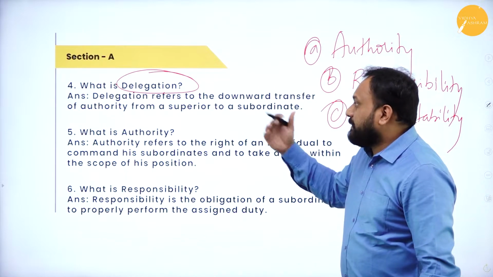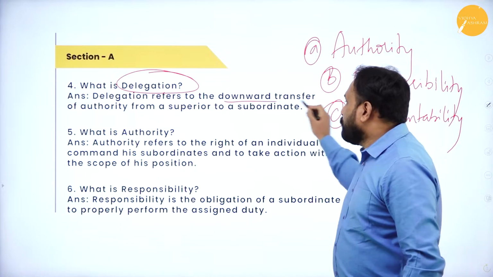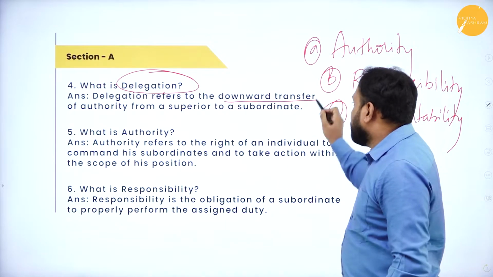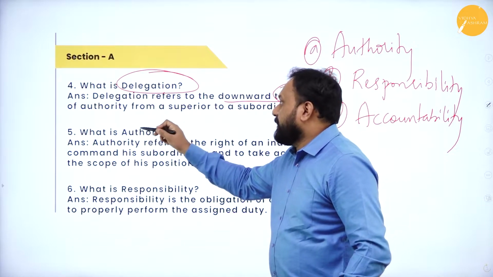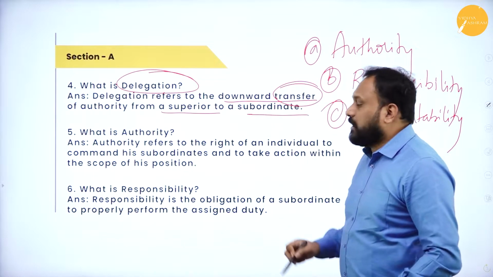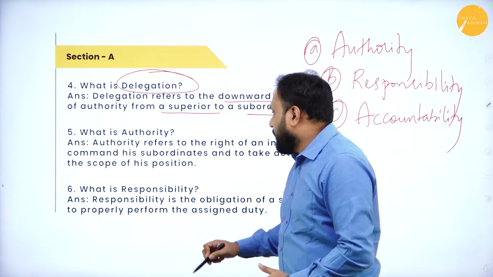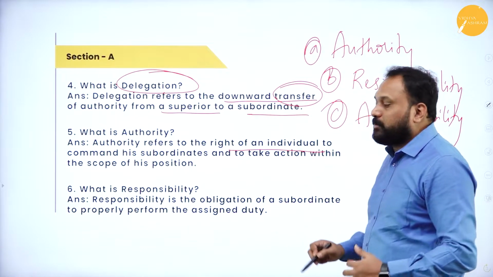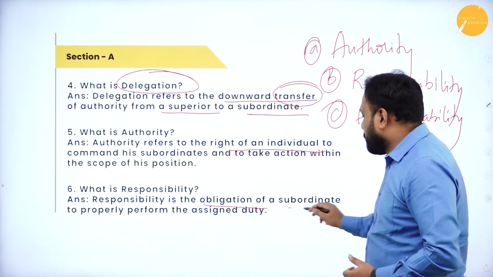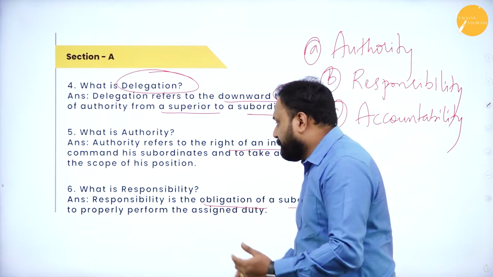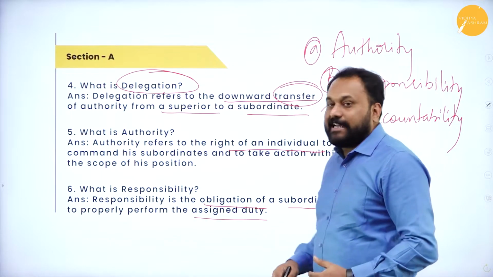So here we have delegation, which refers to the downward transfer of authority. The keyword is what? Transfer of authority and responsibility from a superior to the subordinate. Now what is authority? Right of an individual to command his subordinate. Responsibility is the obligation of the subordinate to properly perform the assigned duty.